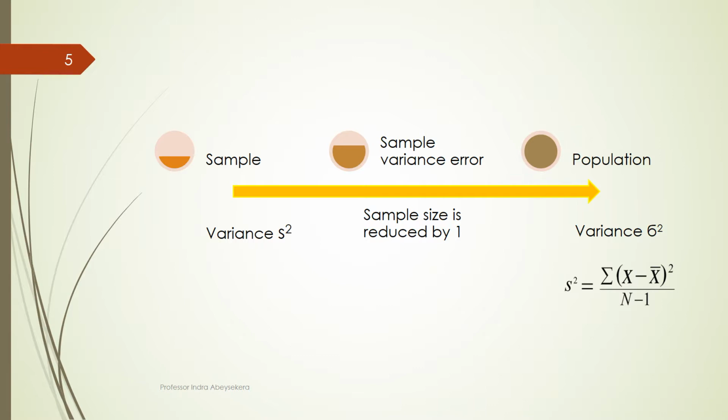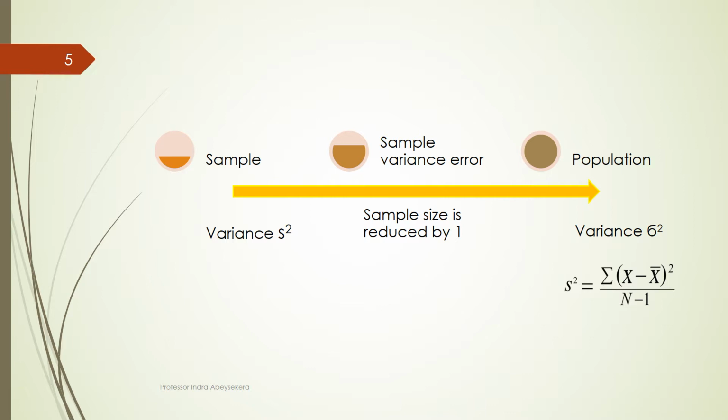But taking the variance here, before we calculate the standard deviation, variance is calculated taking the squared values and the sum of all the squared values divided by sample size minus 1. We decrease the sample size by 1.